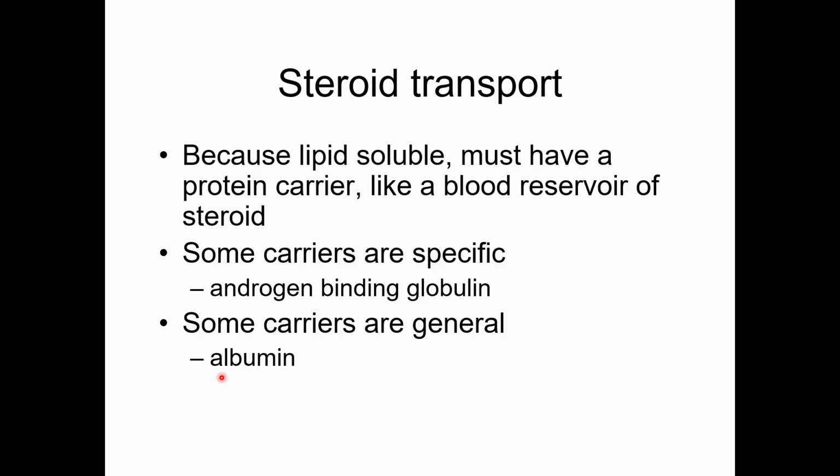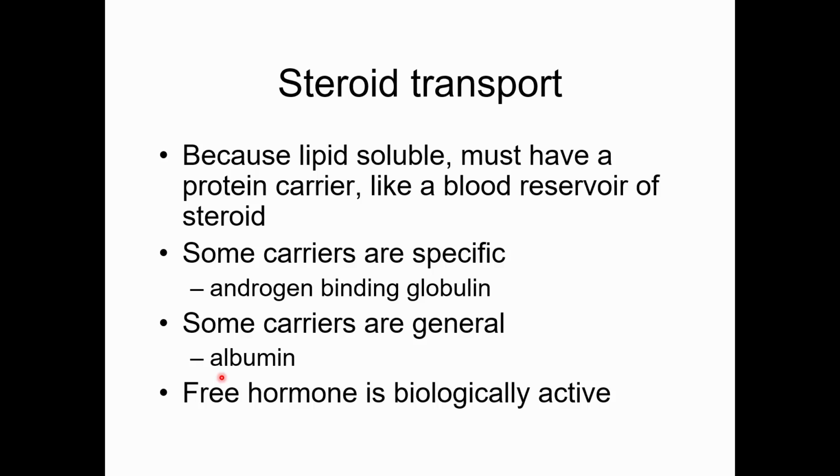Albumin is a very large protein found in the blood. Albumin exerts something called protein osmotic pressure, or oncotic pressure. That's one of the Starling's forces. Another job that albumin has is that it carries things around in the blood. Note, though, that the hormone has to unbind from its carrier, diffuse into a cell to have its biological action. So the free hormone is the one that's biologically active.